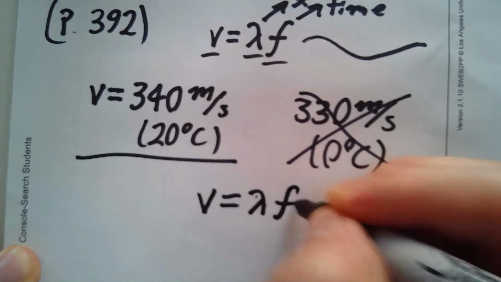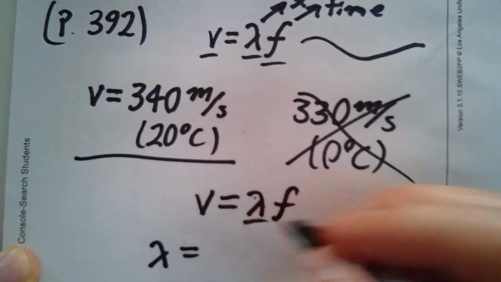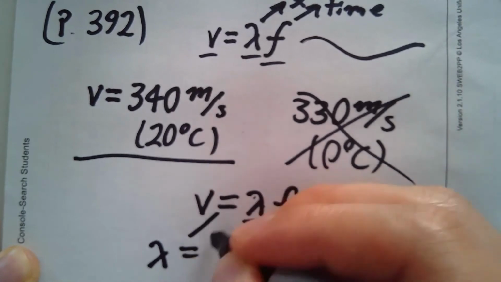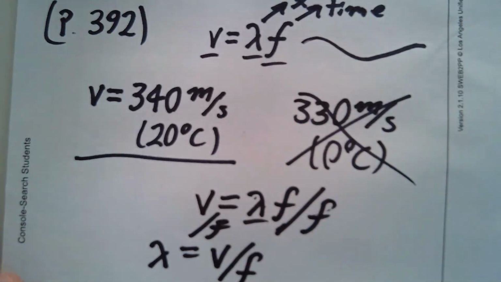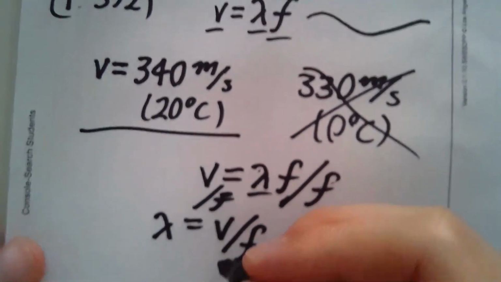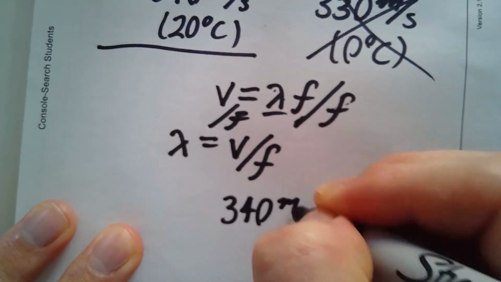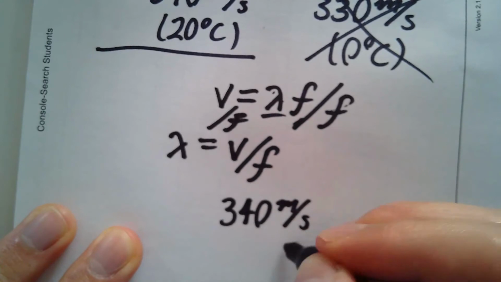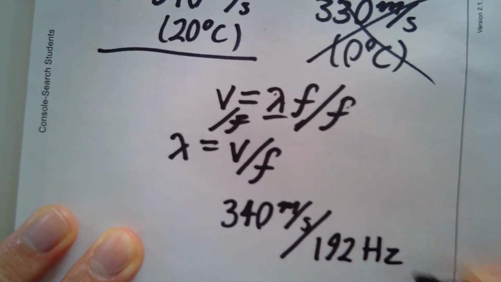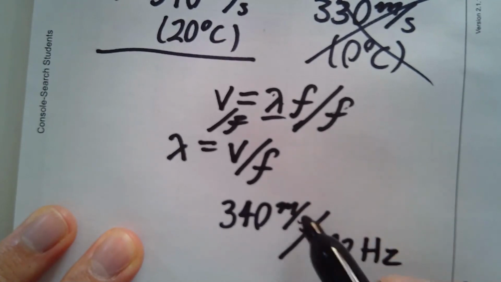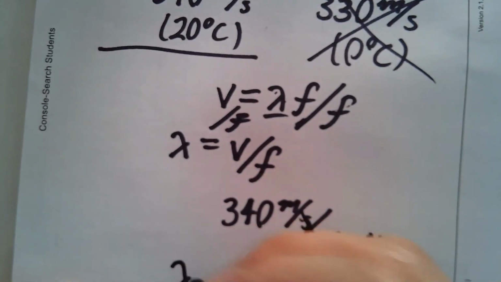Now we just need to rearrange our equation again for wavelength. That's easy enough. Wavelength, if we divide frequency on both sides, is velocity divided by the frequency. Okay, so now we can just plug everything in. 340 meters a second divided by our frequency of 192 hertz. And remember, this is inverse seconds, so these inverse seconds are going to cancel each other out. So you'll be left with a length.